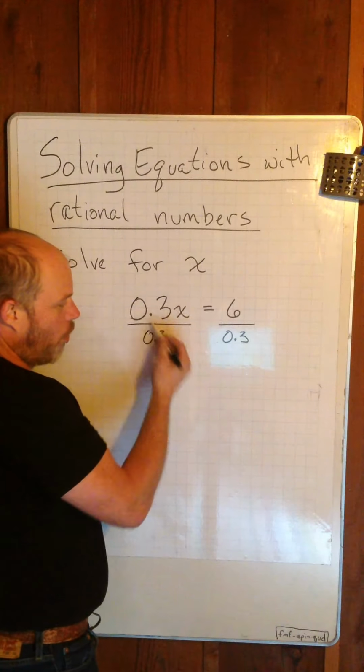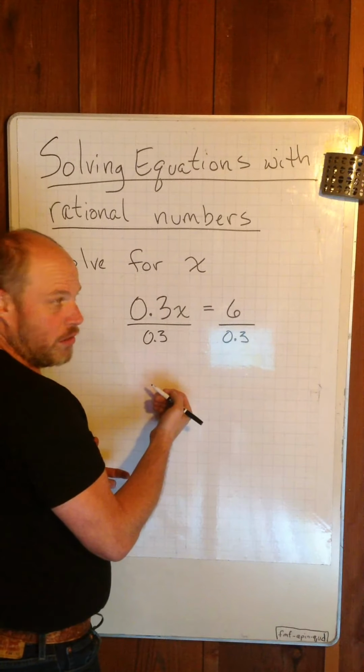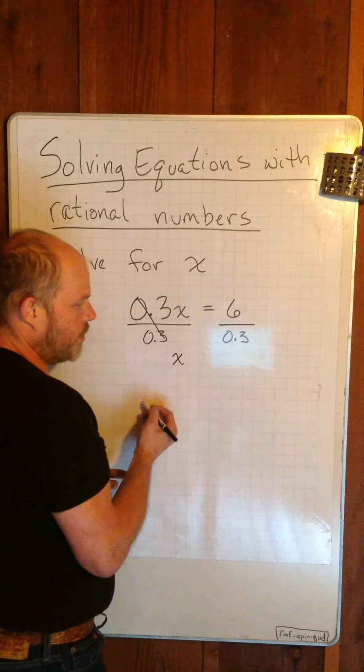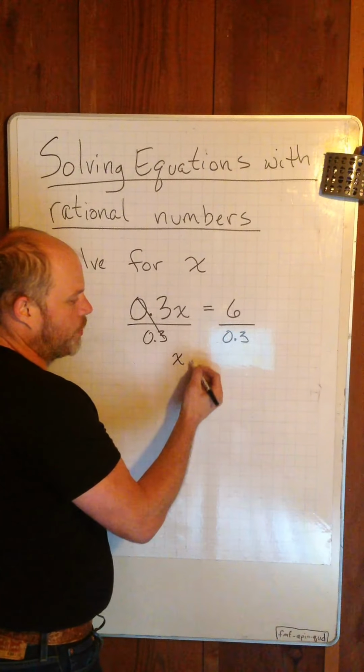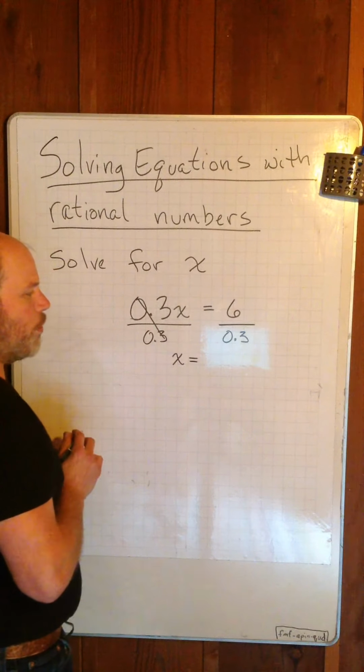Now, these will go away because any number divided by itself equals 1. So this just goes away and all I'm left with is x. Now, my equal sign comes down and I've got 6 divided by 0.3.